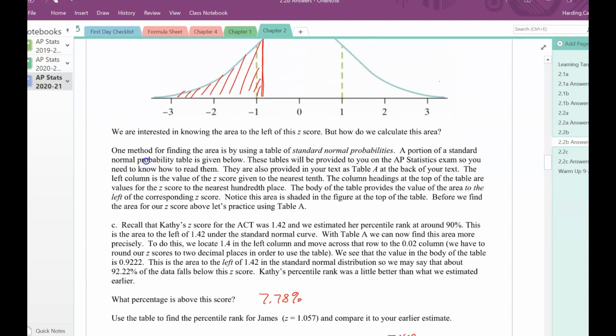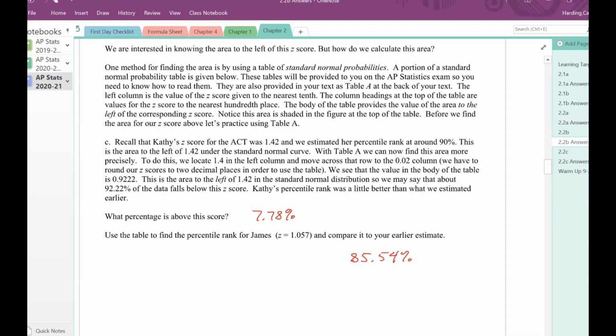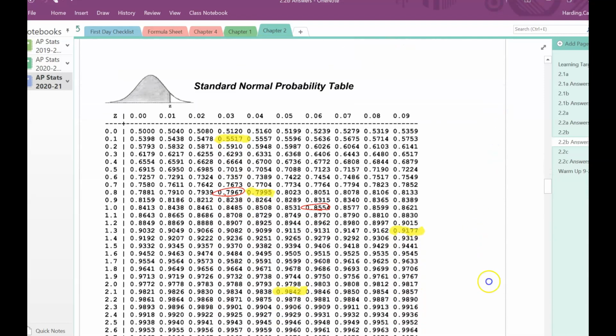In the next example, we're going to go back to Kathy's ACT score. It says, recall that Kathy's z-score for the ACT was 1.42. We estimated her percentile rank at around 90%. This is the area to the left of 1.42 under a standard normal curve. All right, so let's find 1.42 here on the standard normal probability table.